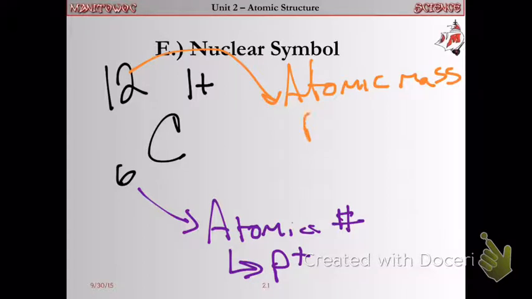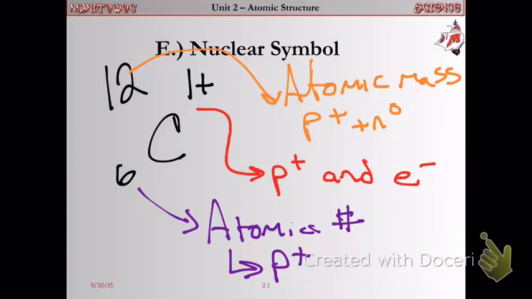The atomic mass is protons plus neutrons. And then finally, we've got this little charge here. The 1 plus, sometimes you may see it written as plus 1. They both mean the same thing. That's the charge. When you see that, you have to think, if it's positive, that means I have more protons than electrons. How many protons do I have in carbon? I have 6. So if I have 1 more proton than electron, I must have 5 electrons. So the charge is the relationship between protons and electrons.